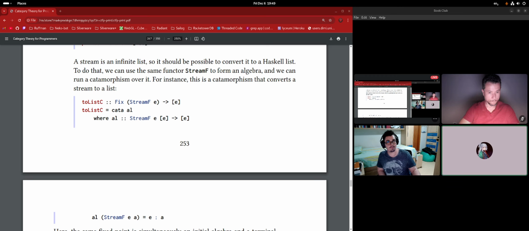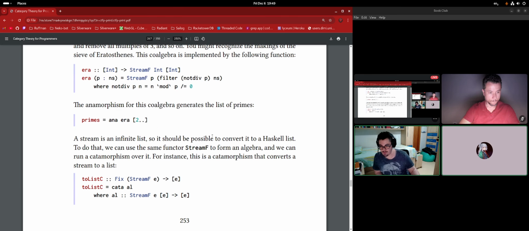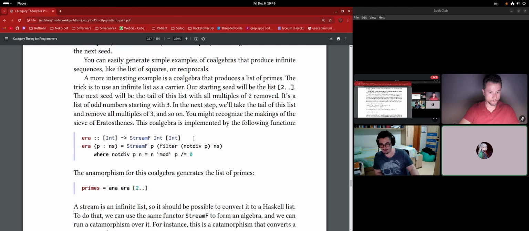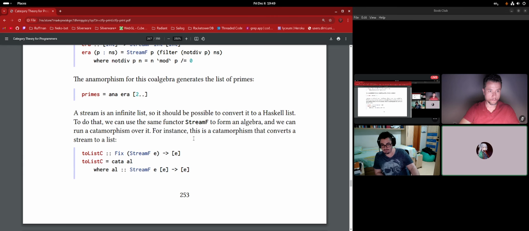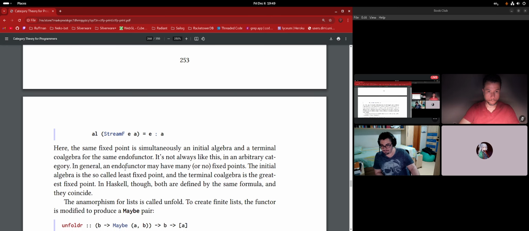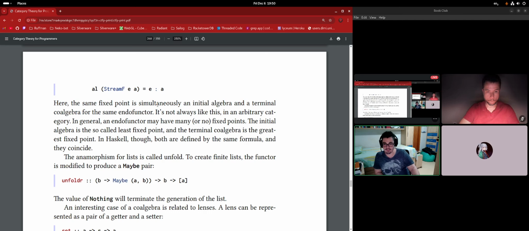I guess if you interpret this as a fixed stream f, if you interpret that as just being stream e, a fixed stream f of e, and you read it like that, then yes, this is definitely a natural transformation, because you are mapping a functor of a type variable to a different functor over the same type variable.